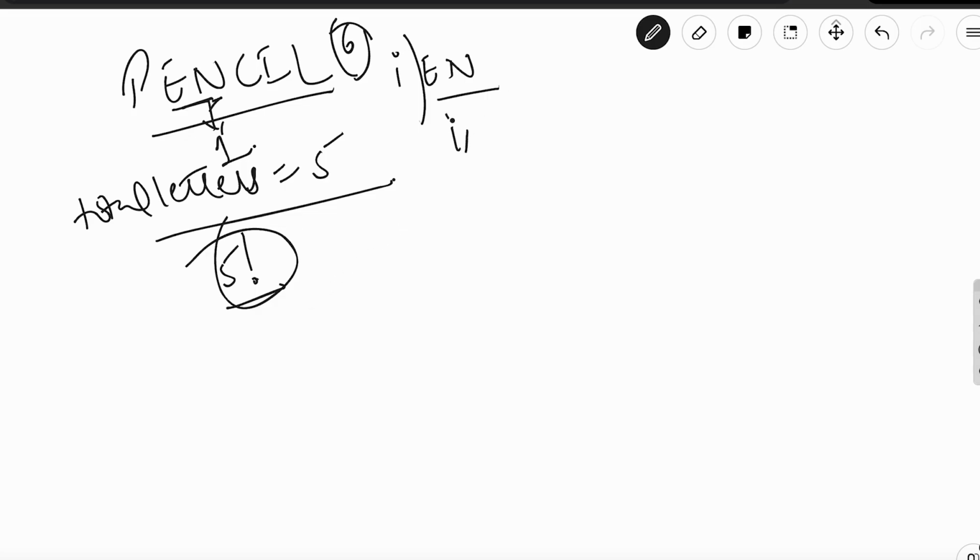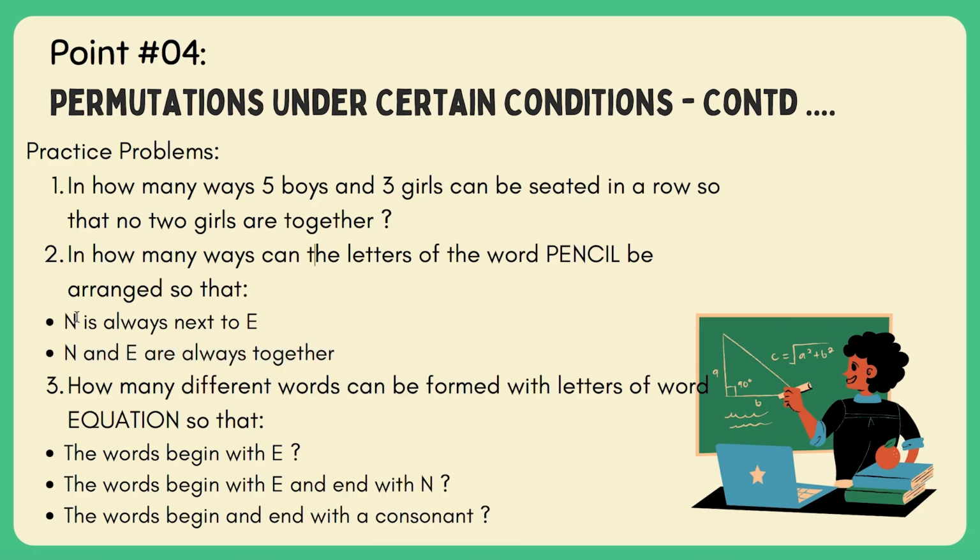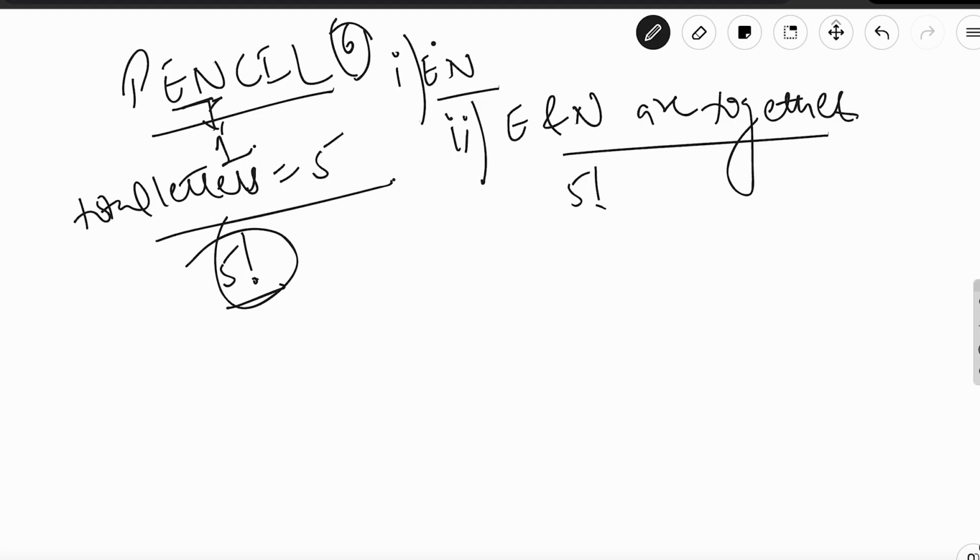Second, N and E are always together. Now, in this case, it is saying that E and N are together. So here also E and N are considered as one letter. So we are left with 1, 2, 3, 4 and 5. So 5 factorial. But one thing to notice here, in previous case it said that N is always next to E. So E was in first position, N was in second position, and this was fixed.